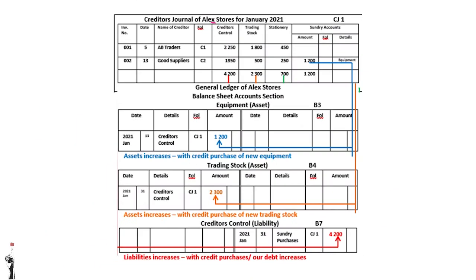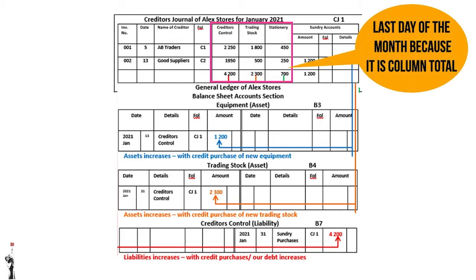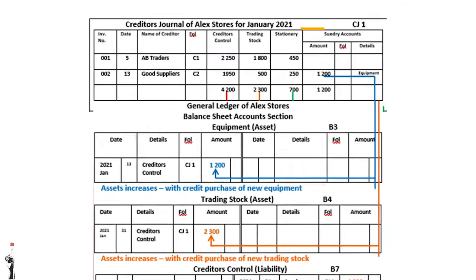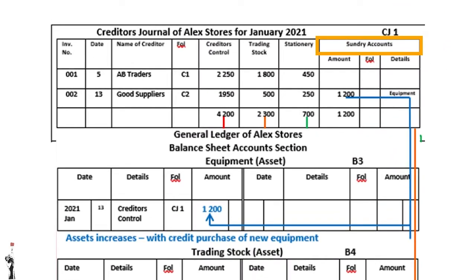For example, creditors control, trading stock, and stationery in this example will all be on the last day of the month. If it is a sundry account, you will post the amount to the ledger on the date that the transaction took place. For example, equipment will be recorded on the 13th of June 2021.